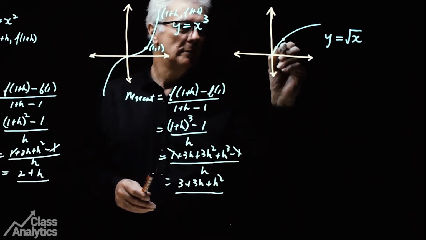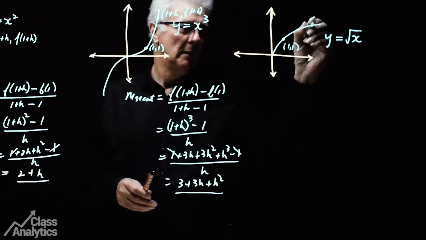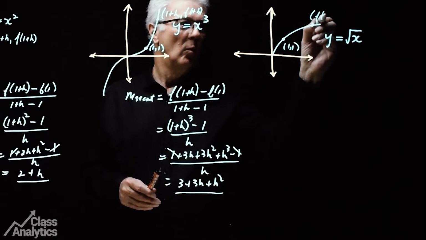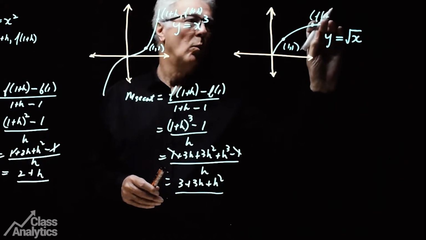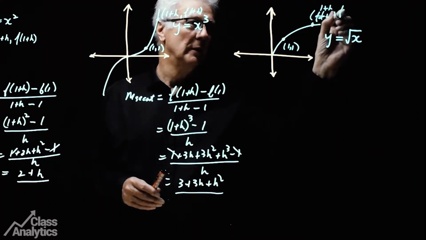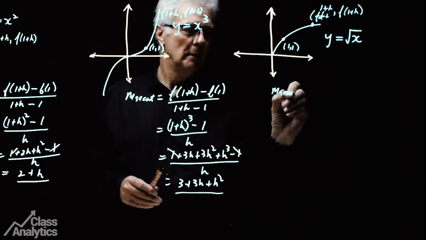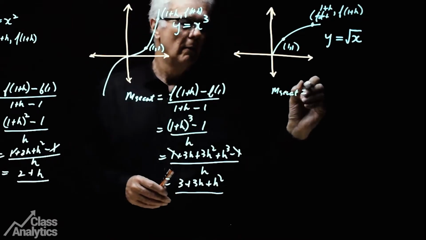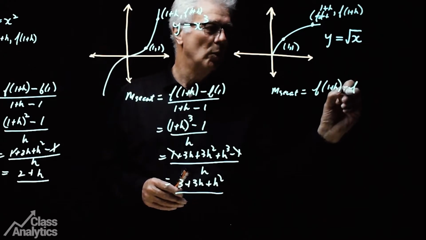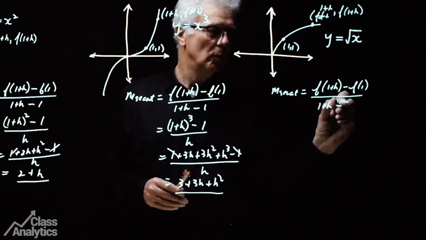Again, we use 1, 1. You can use any point, it doesn't have to be 1, 1, but 1, 1 makes the algebra a little bit easier. And this becomes function, again, 1 plus h, function 1 plus h. And again, we get the gradient of the secant equals function 1 plus h, difference in y values, minus function 1, all over 1 plus h minus 1.